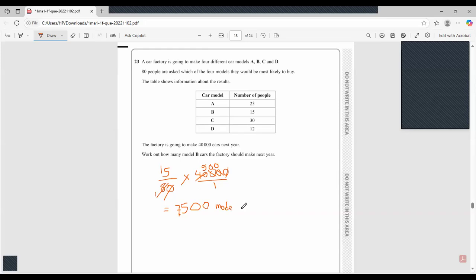Did you get the gist of this question? Did you understand the question? So you did the amount of B people over the whole amount of people, and then you just multiplied it by the total number of cars, right? Yes, that's the whole idea.